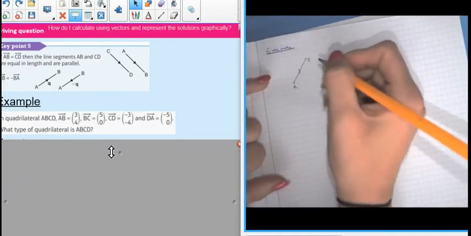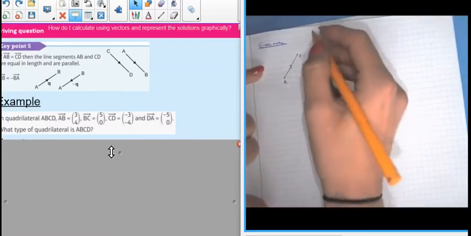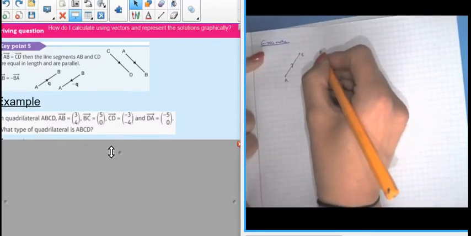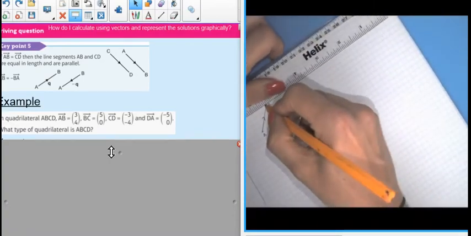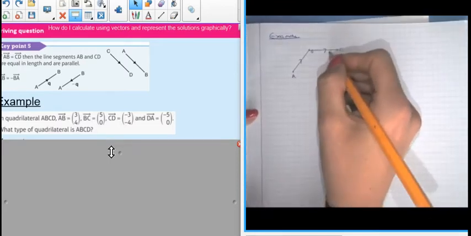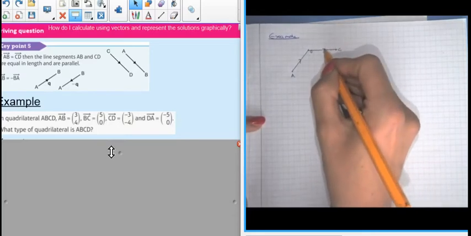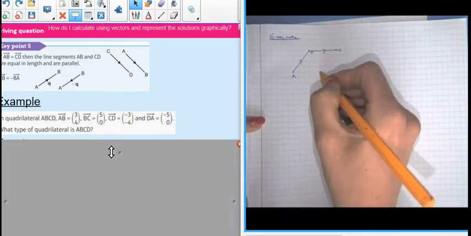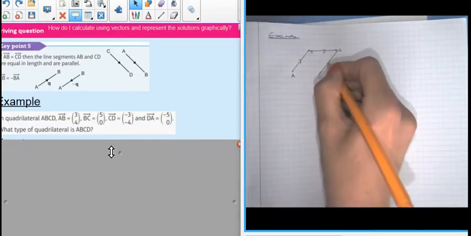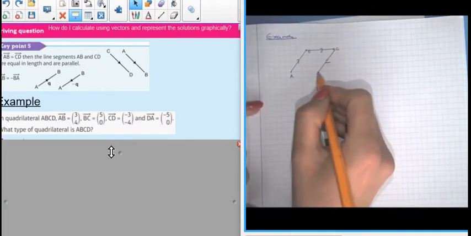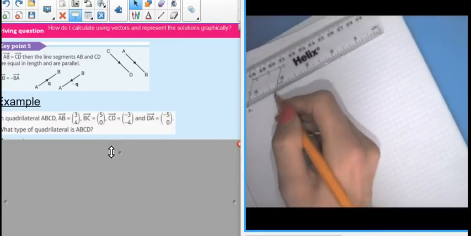And we're going from here to here, so that's the direction. We know that BC is (5, 0), so that's 5 to the right and 0 up or down. 1, 2, 3, 4, 5. We know that CD is (-3, -4), so that's 3 left and 4 down. 1, 2, 3, 1, 2, 3, 4. And we know that DA is (-5, 0), so that's 5 to the left. 1, 2, 3, 4, 5, and that takes us back to A.